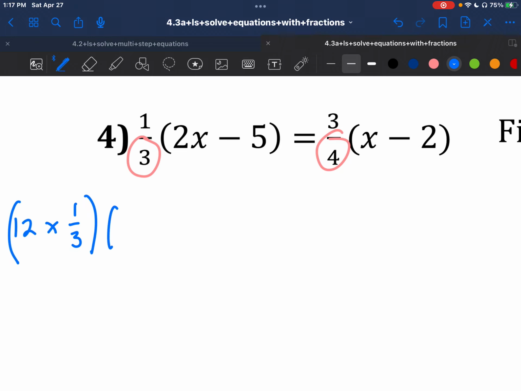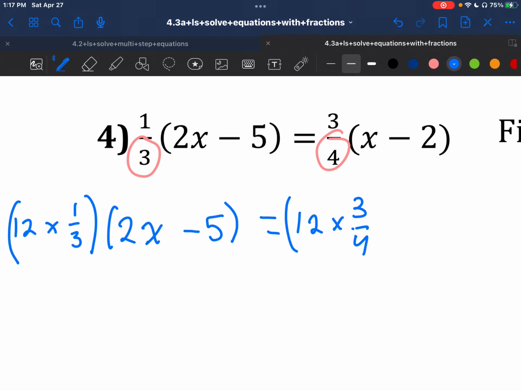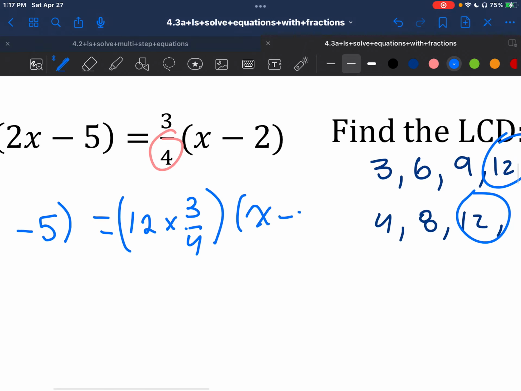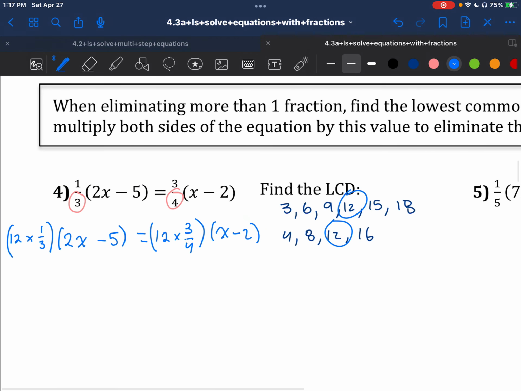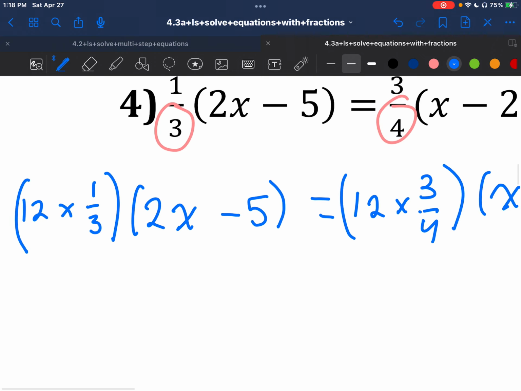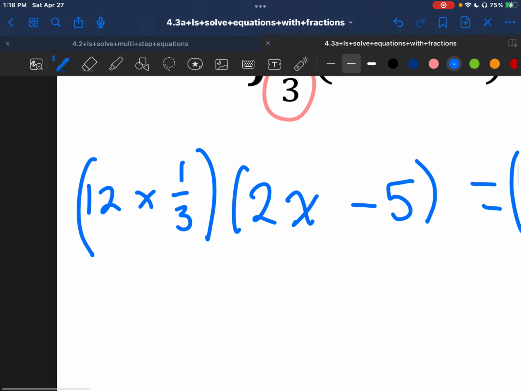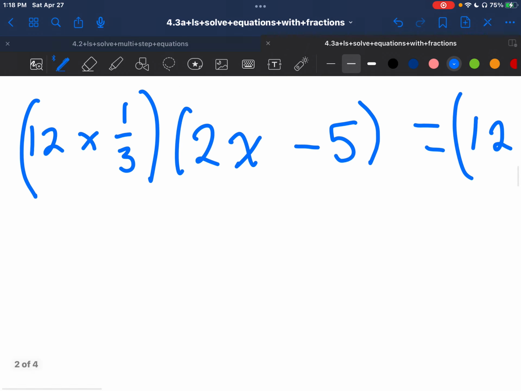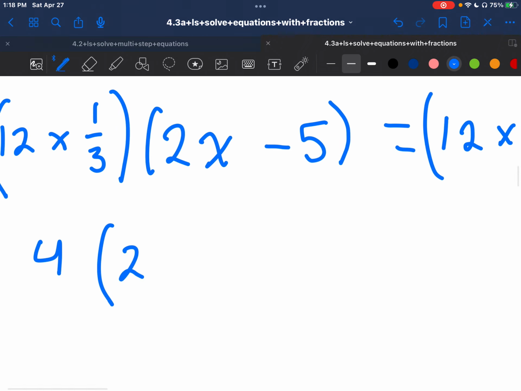Okay, so then like that, 2x minus 5 equals 12 times 3 over 4, x minus 2. And what this does for us is it reduces the fraction. So let's see here. 12 times 1 over 3. And that is going to be 4.